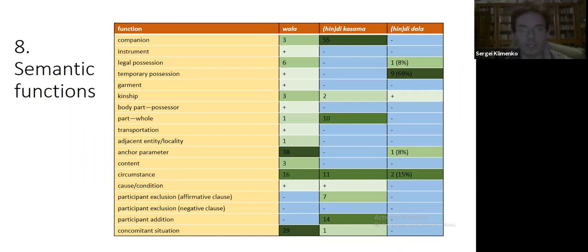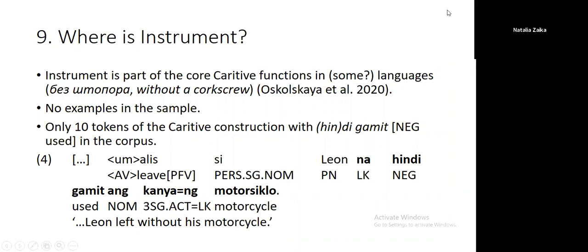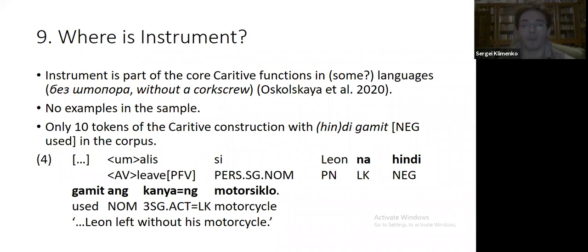There is also one thing that's remarkable in this table: we don't find any instances of instrument in caritive constructions in this sample. And this is a little bit weird within the context of the Caritive project, because instrument is thought of as part of the core Caritive functions in at least some languages with specialized Caritive markers, like Russian or English, where we can say open a bottle without a corkscrew. But in Tagalog, we don't find any examples in the sample.